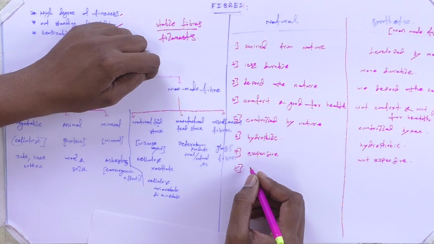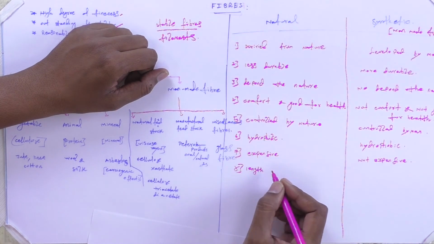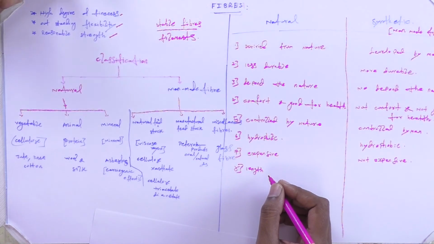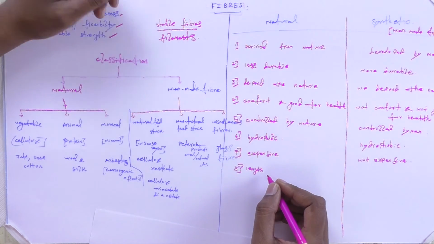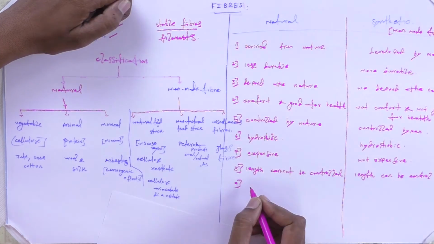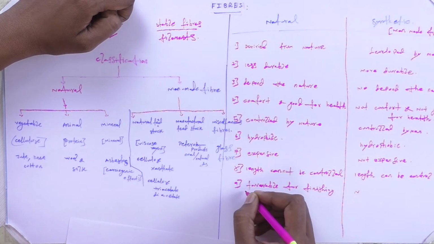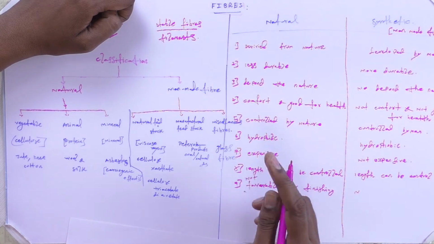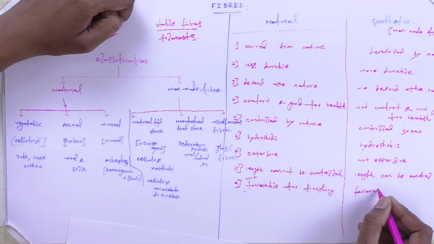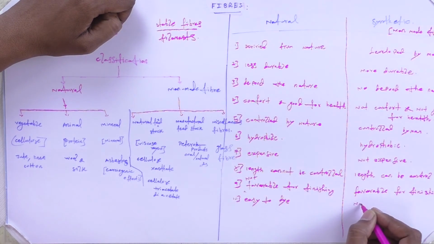And then the eighth point is that the length of natural fiber cannot be controlled, because suppose a tree or plant is growing, it just grows. That's not controlled by man. So the length cannot be controlled. Length of synthetic fiber can be controlled by man. The ninth point: natural fiber is not favorable for finishing. Synthetic fiber is favorable for finishing. The 10th point is natural fiber is easy to dye. Synthetic fiber is not easy to dye.